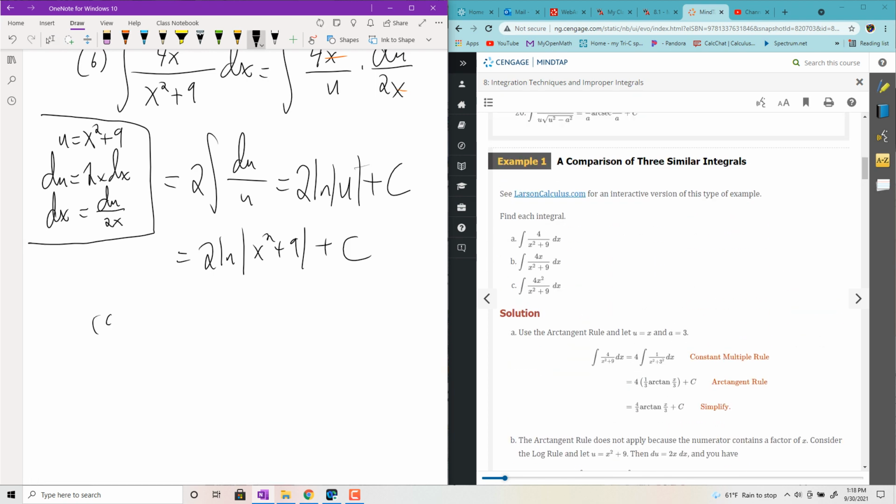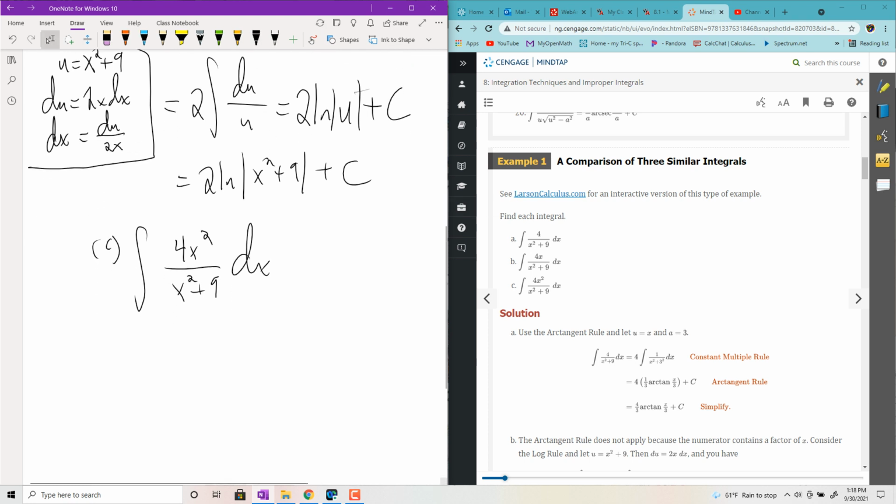So part C, 4x squared all over x squared plus 9. Usually when I see that the numerator and denominator have the same degree, that means polynomial division. Okay. There's some tricks you can do, like you can add and subtract some sort of number, and then you'll be able to. No, I'm not going to play that game. See, if I add and subtract 36, I'd be able to get a cancellation. I mean, let me show you.